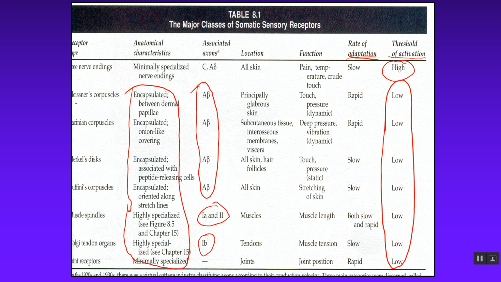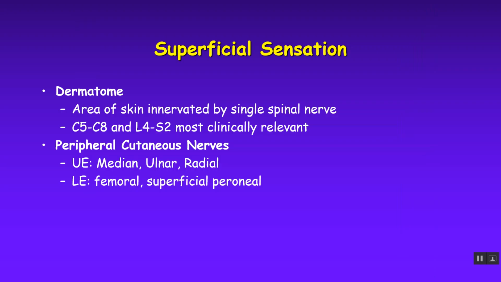And then these are the C's and A deltas. So kind of group things like that as you're looking at this table. We're still on superficial sensation here. So superficial sensation contributes to this, right?